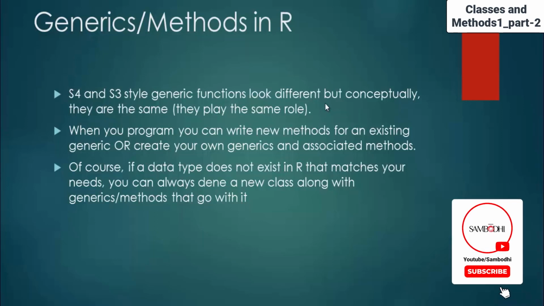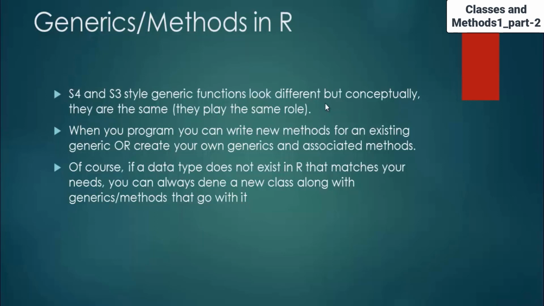So next we'll come to generics or methods in R. There are S4 and S3 style generic functions. They look different, but conceptually they are the same. They play the same role. So when you program, you can write new methods for an existing generic or create your own generics and associated methods. Of course, if a data type does not exist in R, so let's say that matches your needs, you can always define a new class along with generics or methods that go with it.